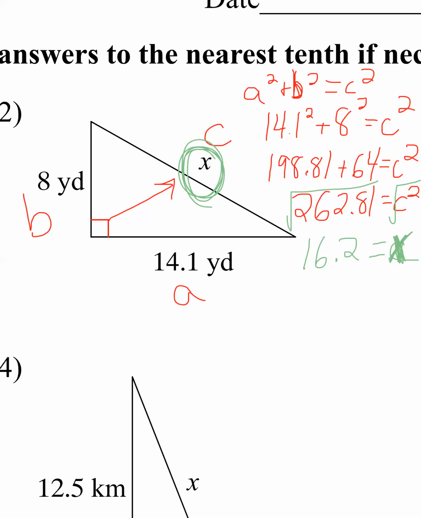So mathematically, yes, absolutely, negative 16.2 is an answer. However, since it's representing the side of a triangle, I can't use that negative root. So I throw it away. I'm only going to keep the positive 16.2. I hope that makes sense. Real quick, I noticed 16.2 is definitely bigger than my other two sides, so that's a great sign. Okay? All right, let's go ahead and try number 3.